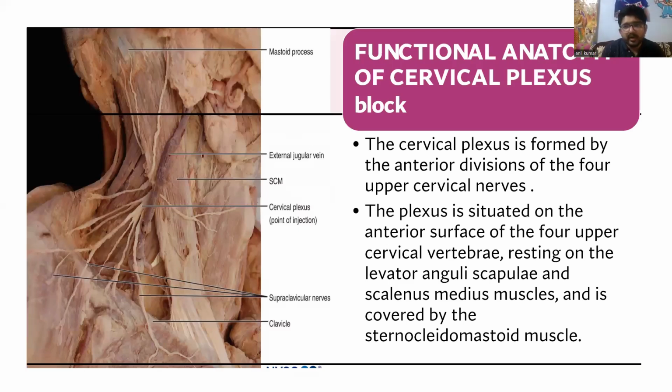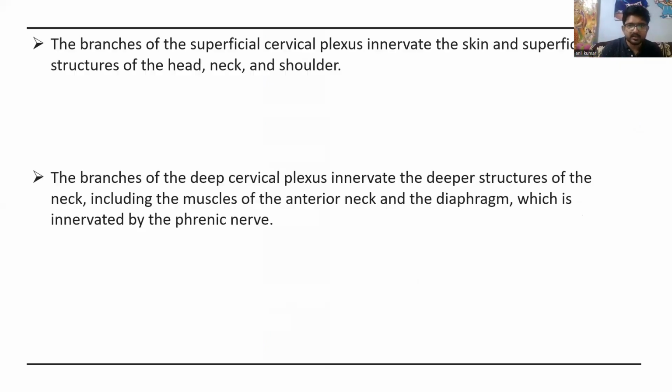So, coming to the functional anatomy of the cervical plexus. First we will discuss the technique of deep cervical plexus block, and then the technique of superficial cervical plexus block. Both blocks are very easy to perform and very easy to learn. The cervical plexus is formed by the anterior divisions of the 4 upper cervical nerves, and the plexus is situated on the anterior surface of the 4 upper cervical vertebrae, resting on the levator scapulae and scalenus medius muscles. It is covered by the sternocleidomastoid.